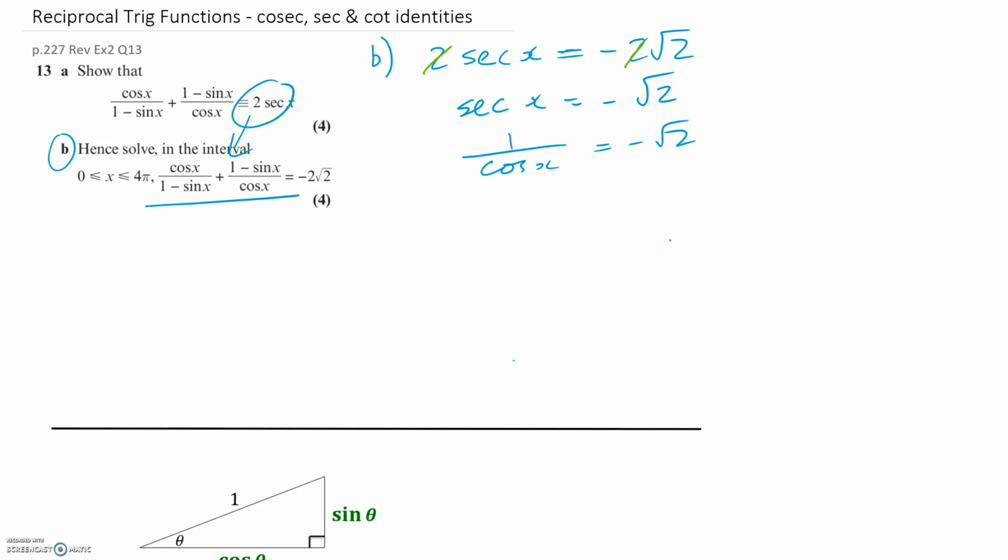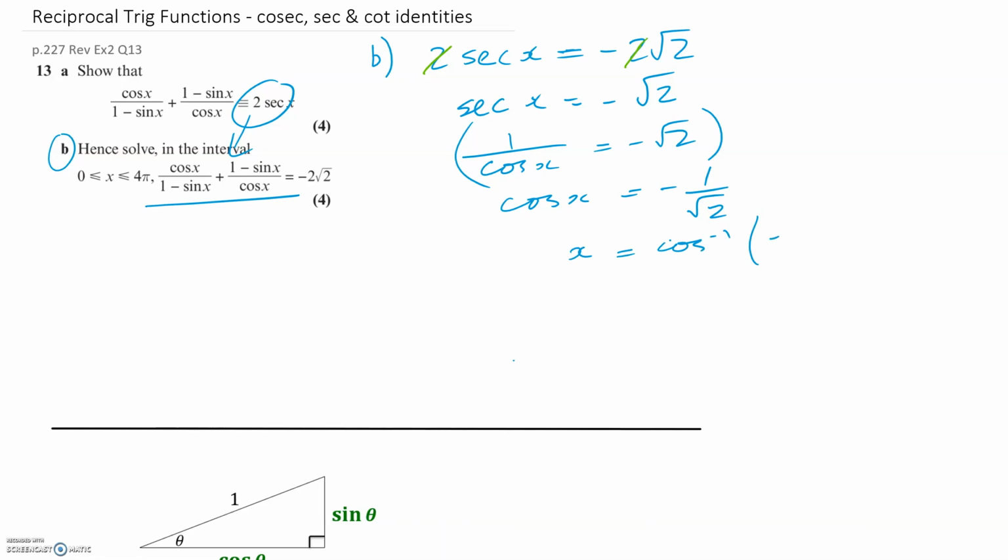equals minus root 2, and then do the reciprocal of both sides. So cos x equals minus 1 over root 2. You don't really need to write this step. You can just go straight from sec x to cos x and do the reciprocal. So if cos x equals minus 1 over root 2, this is just what you're used to doing in the first year trigonometry, where you just do inverse cos on your calculator.